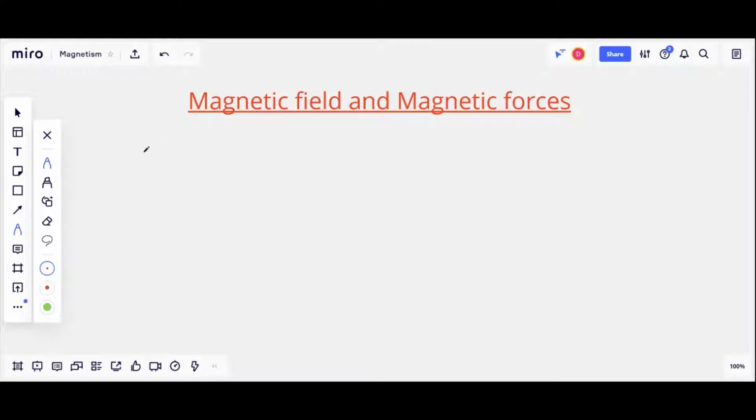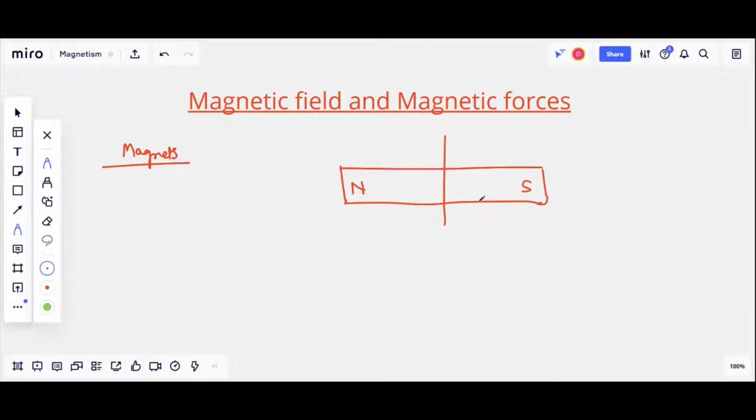So what comes first in our mind when we read this term magnetic is definitely magnets. Whenever we talk about magnets, we have a north and south pole in any magnet, because it's not possible to have just one pole in any magnet. It doesn't matter if you cut it in half from this side, that will result in two independent magnets, each having its own north and south pole.